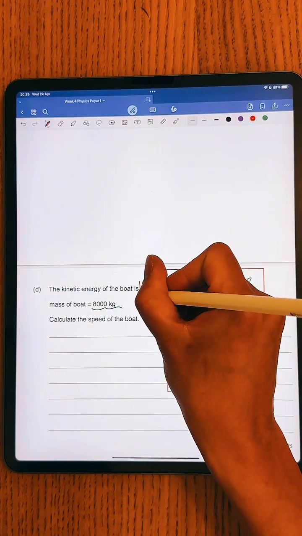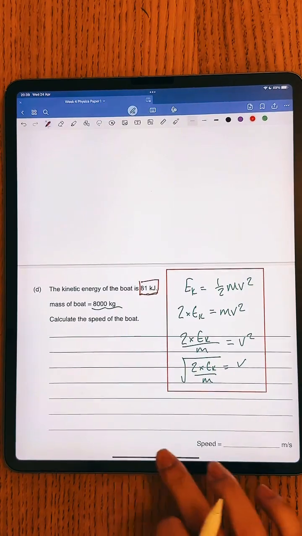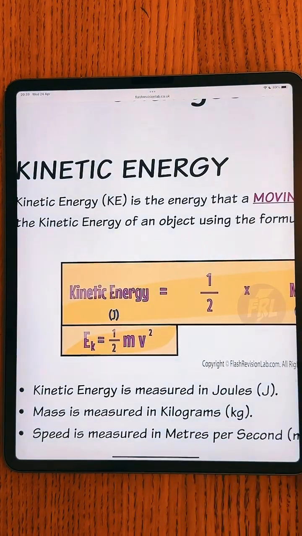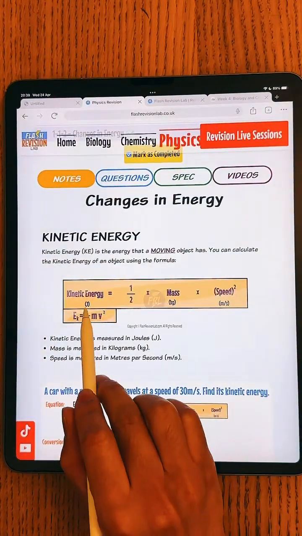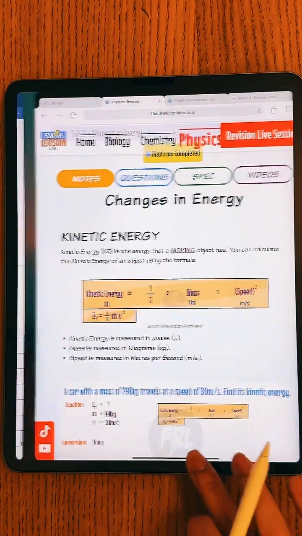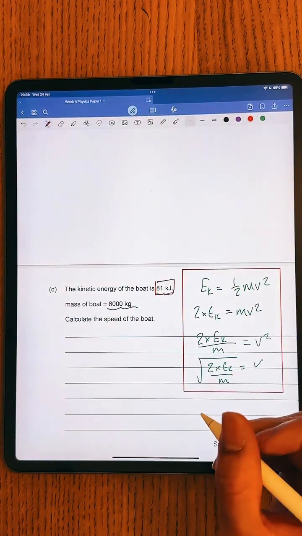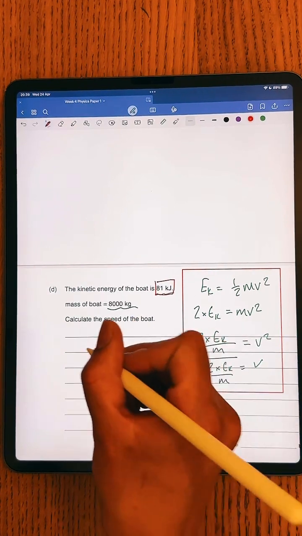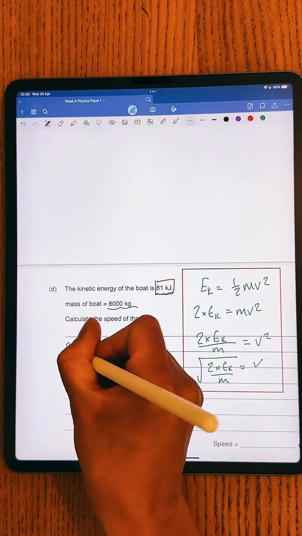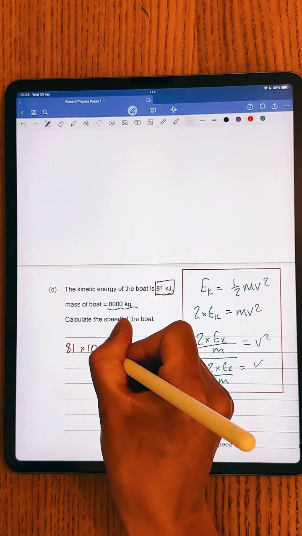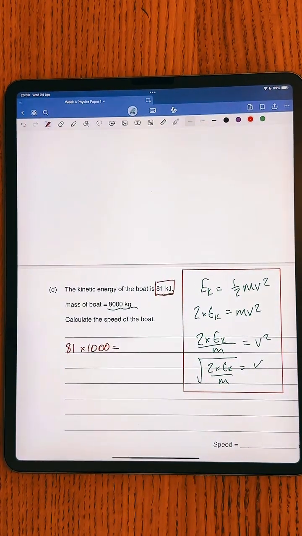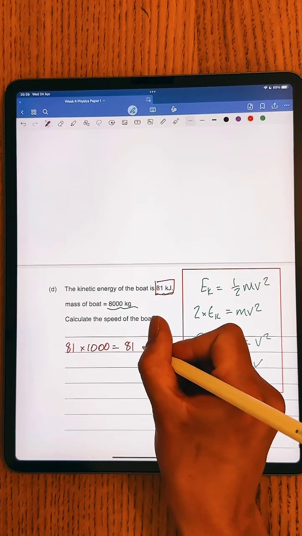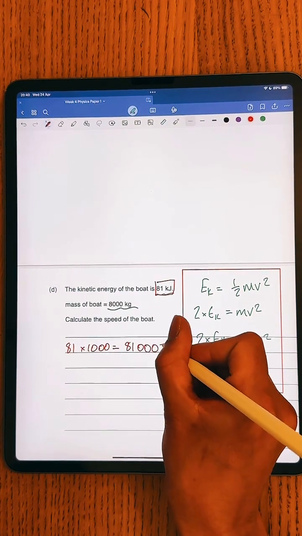The units here are in kilojoules. Let's look at the notes again. It needs to be in joules. In order to use this equation, you need to convert it to joules. So how do you turn it into joules? We've got to times it. Yep, we've got to times it. So you do 81 times 1,000 first to convert it. That's going to be 81,000. Well done. 81,000 joules.